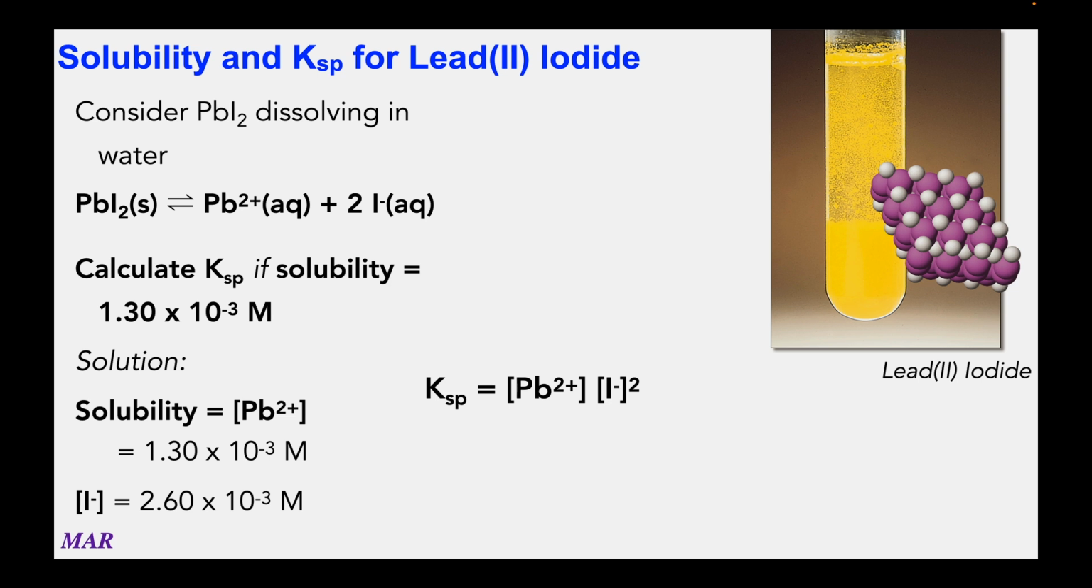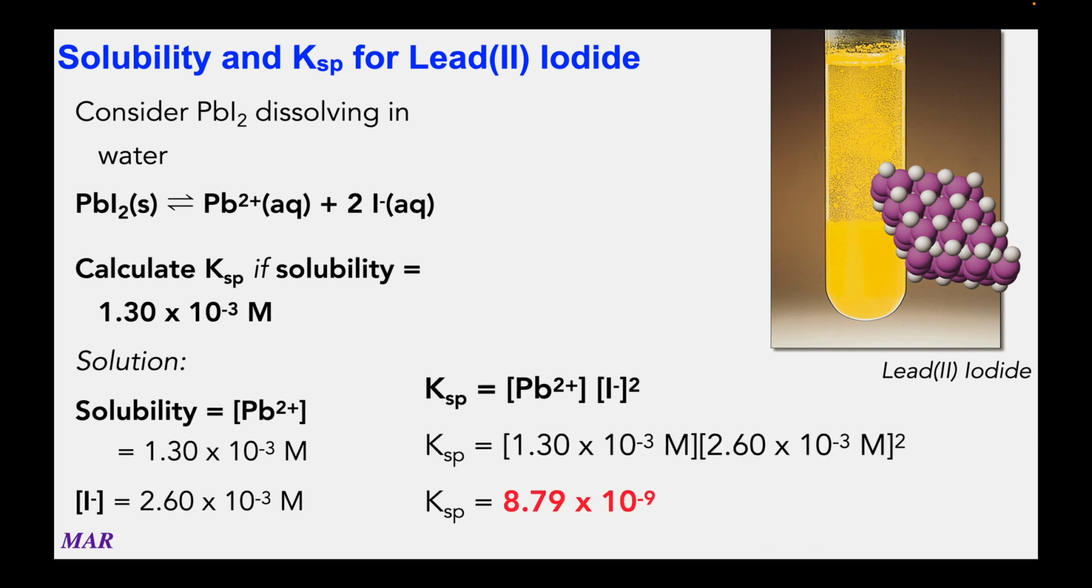Anyway, you put those two numbers together. We want to calculate Ksp. So the lead is 1.30 times 10 to the minus 3. The iodide is twice that number, 2.60 times 10 to the minus 3. You can throw this all together. You want to square the iodide because it's iodide squared. Ksp is 8.79 times 10 to the minus 9. So the solubility here was 1.30 times 10 to the minus 3, and the Ksp 8.79 times 10 to the minus 9. Quite different numbers. Ksp and solubility are different.